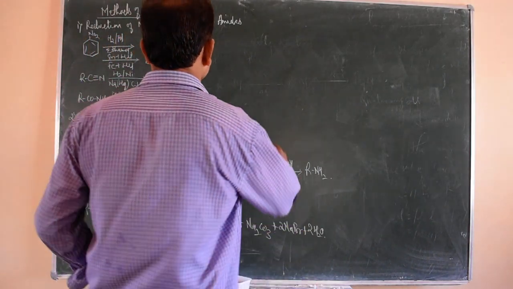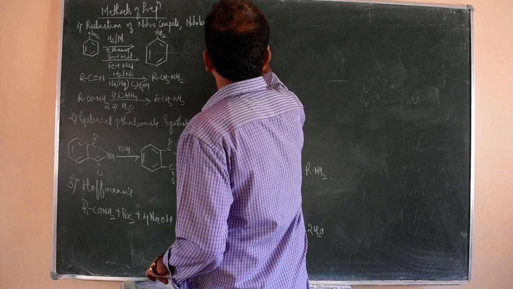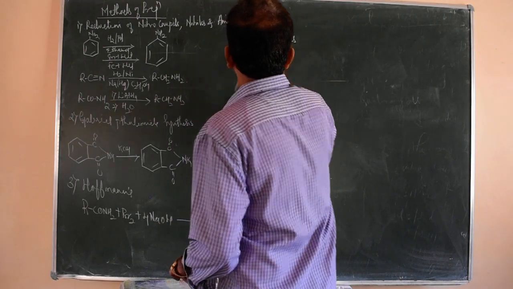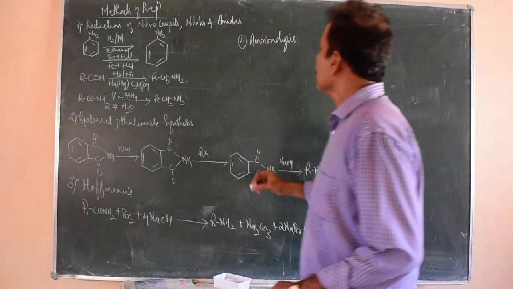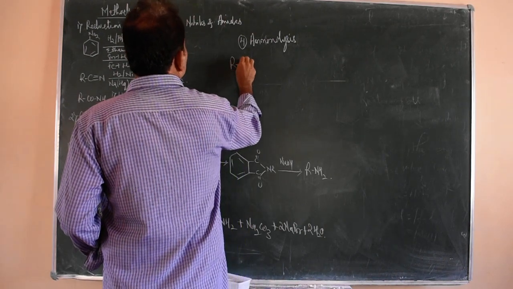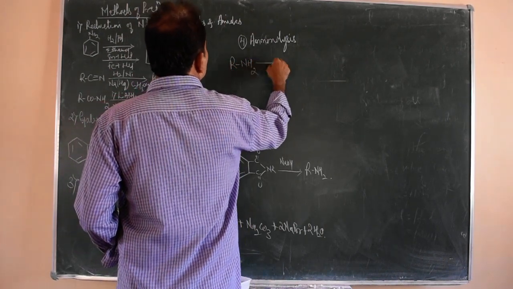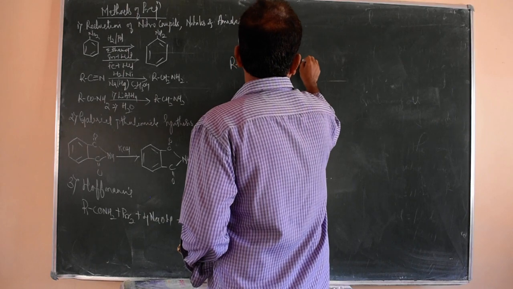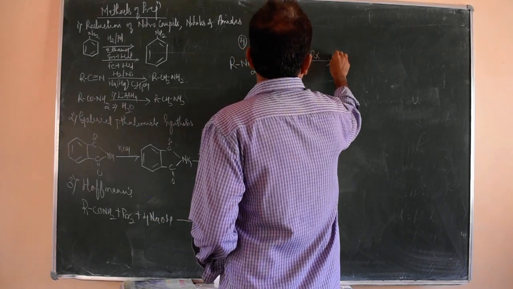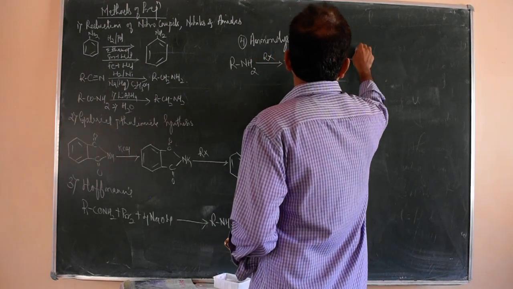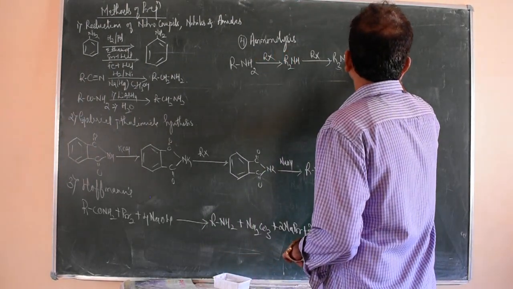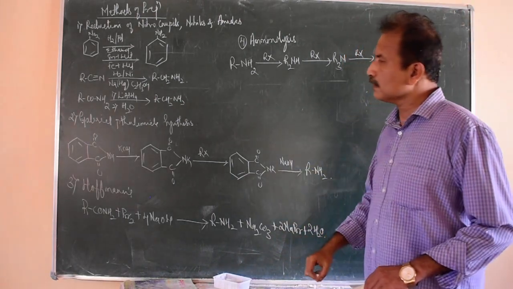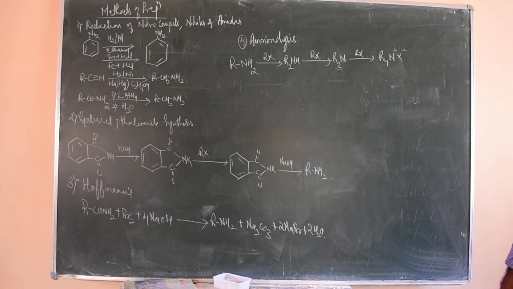Then ammonolysis. R' NH2 plus RX makes it R2NH. RX gives you R3N. RX gives you R4N+ X-. Right, so these are the methods of preparation.